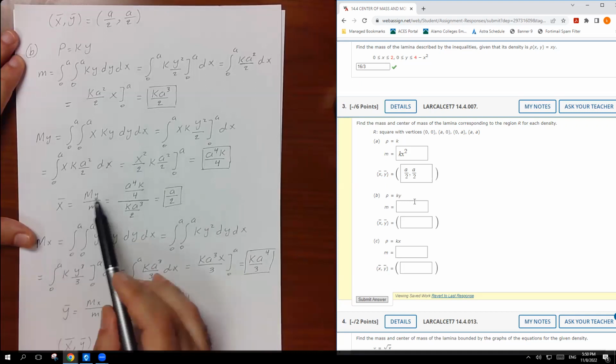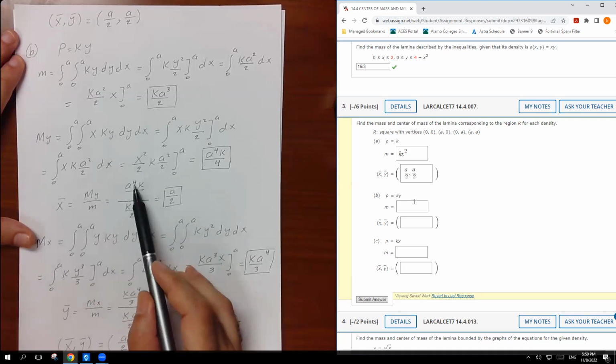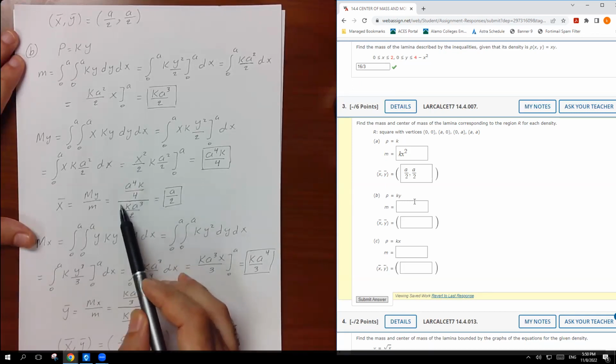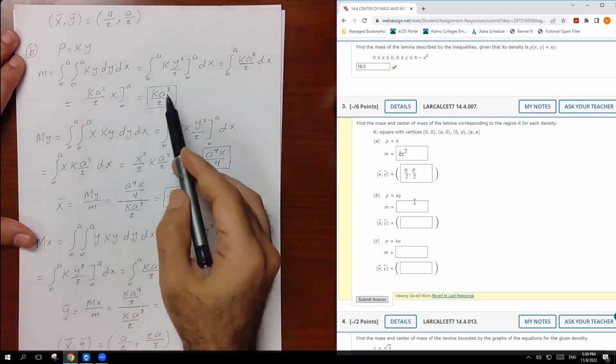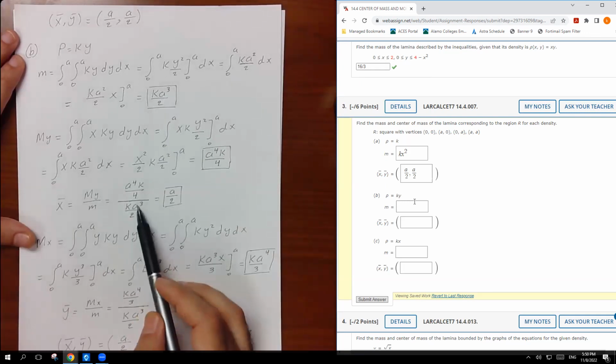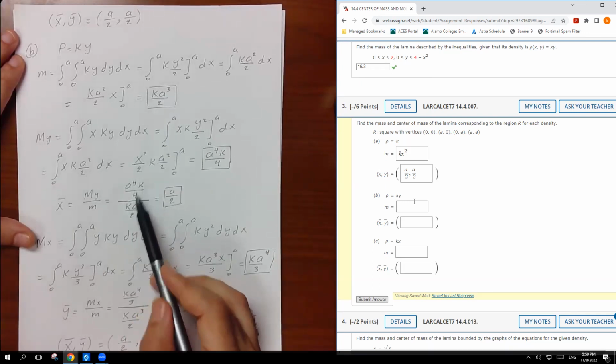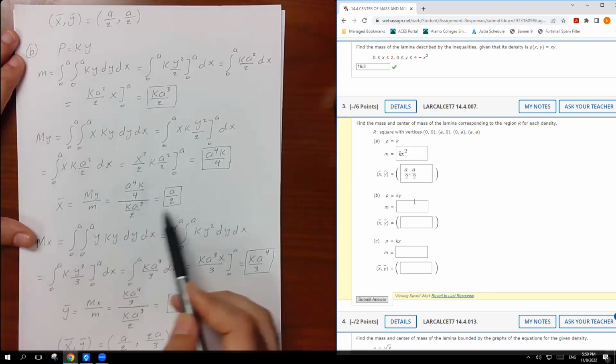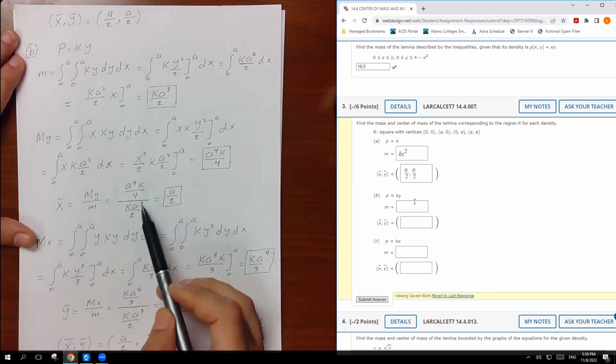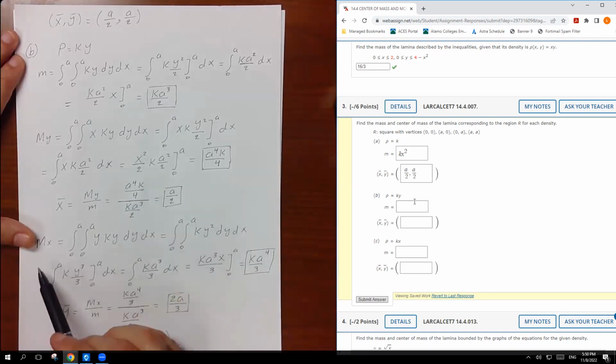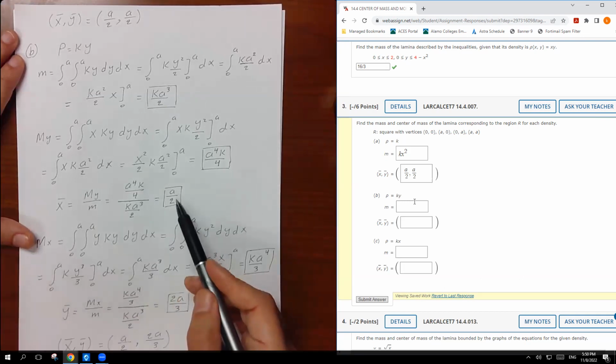The x-bar is going to be m sub y over m, which is equal to k a to the power 4 over 4, divided by m. Then simplify this one, cancel k with the k. 4 divided by 2 is going to be 2. A to the 4 minus 3 is going to be 1. So here is our x-bar.